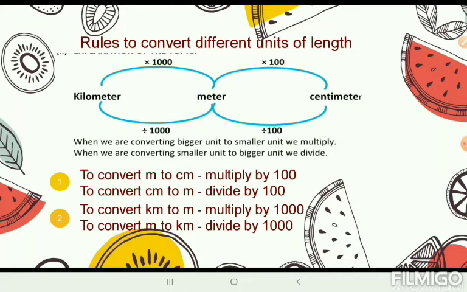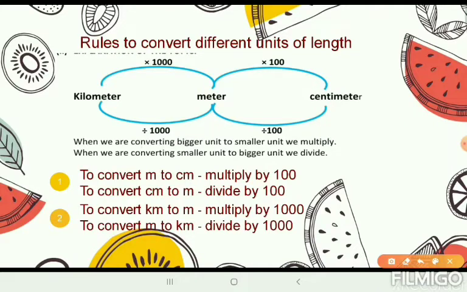Now let's start with today's class. I just want to discuss a little bit about the general rule to convert different units of length. Here I have given you one small figure to make you understand the basic rule. We are doing these three units, kilometer, meter and centimeter, and you know that kilometer is a bigger unit than meter and meter is a bigger unit than centimeter. Or we can say centimeter is smaller than meter and meter is smaller than kilometer.